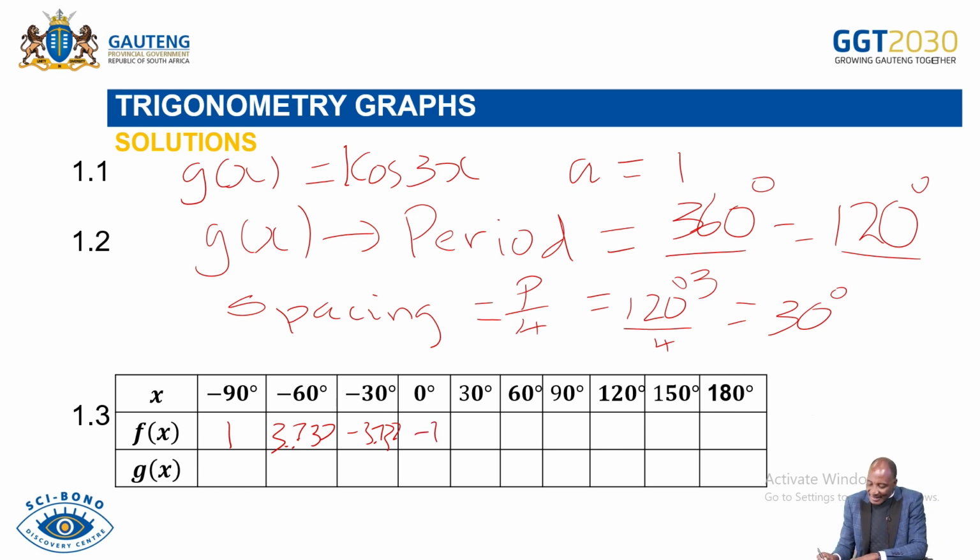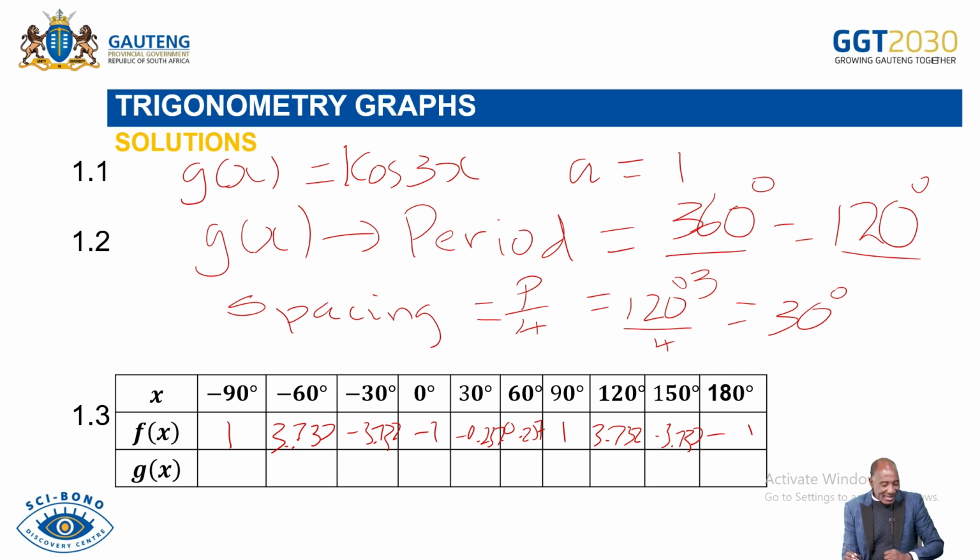Then for 30 degrees, it's going to be negative 0.257. The next one is going to be positive 0.257. Then at 90 degrees, we've got a 1. And then at 120 degrees, we have a positive 3.732. Then at 150, we are going to have negative 3.732. And then the last one is going to be negative 1.